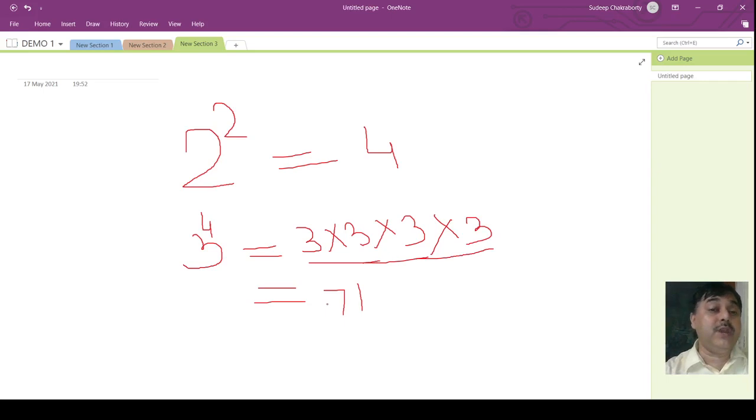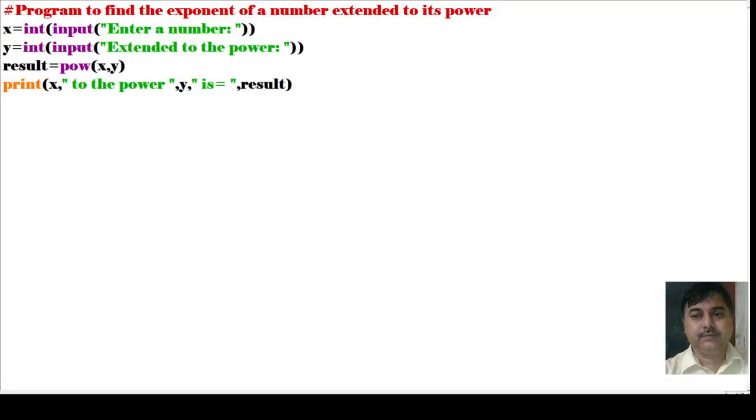These are the different things that you will implement with the power. That means when you give a power, you can implement it here and work with the power. Now see the particular program. What is the program?